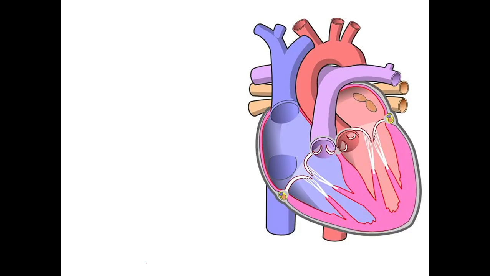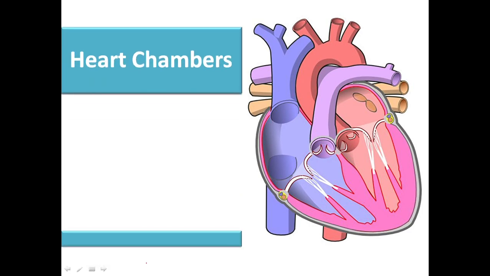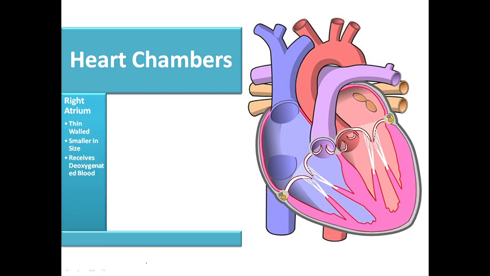Now, after the wall, we come to the topic of the chambers of the heart. There are four chambers of the heart: two auricles and two ventricles, right? Auricles are the plural, and atria are the same. Atrium is the singular. This is the right atrium.